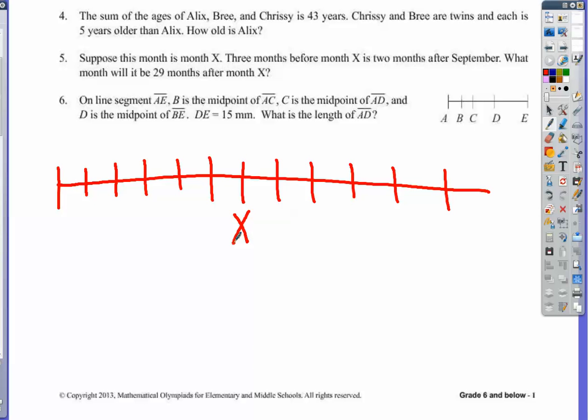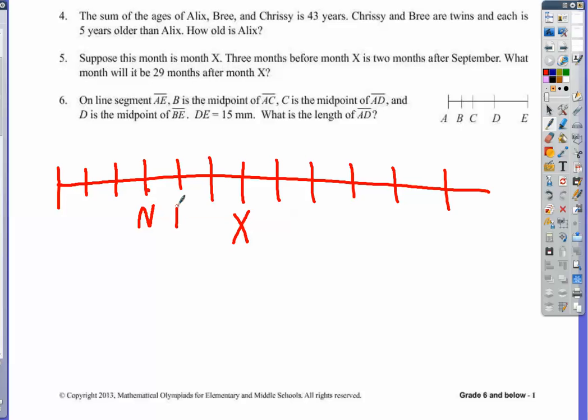It says, suppose this month is month X, so that's this month. 3 months before month X, 1, 2, 3 months before month X, is 2 months after September. What is 2 months after September? October, November. So that makes this November. Well, that means we can fill out the rest of the line, right?